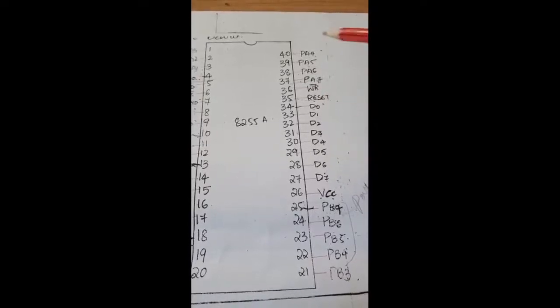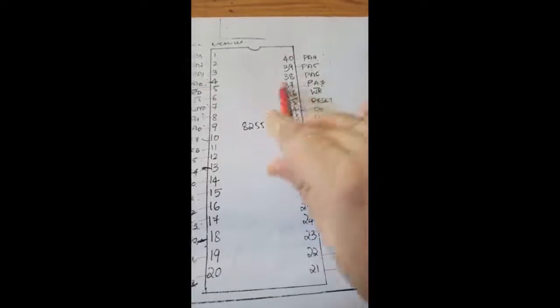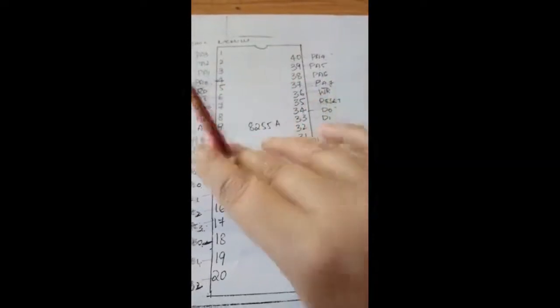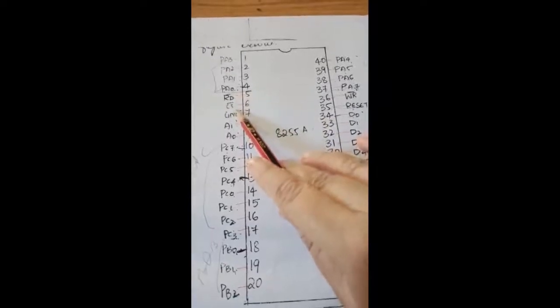Now you will go for the data pins: D0 to D7. Then RD bar is here, and beside that WR bar, then CS bar. We have already studied these pins. CS bar means chip select. Then ground and plus VCC: the 7th pin is ground, and the 26th pin is plus VCC.